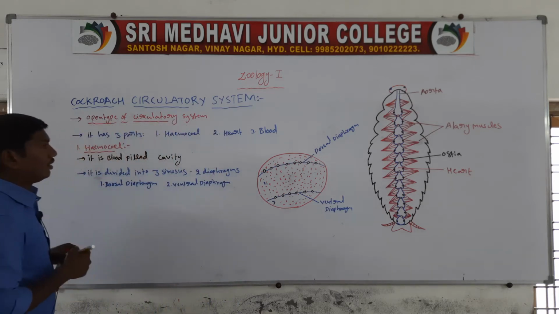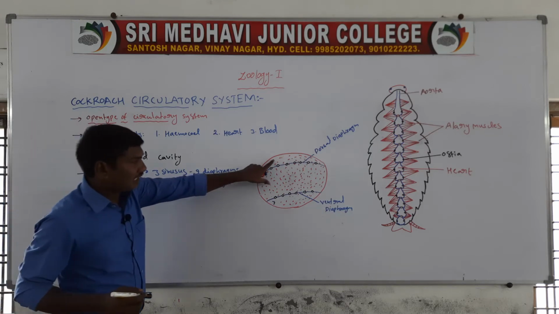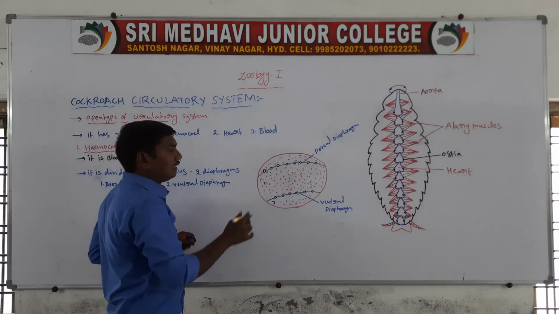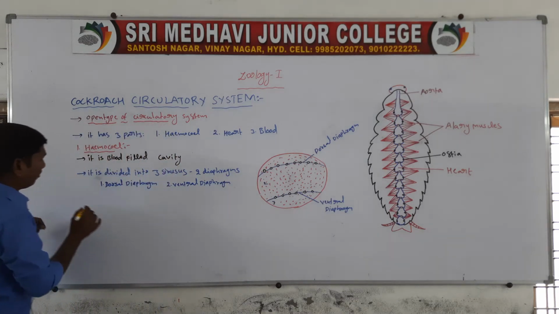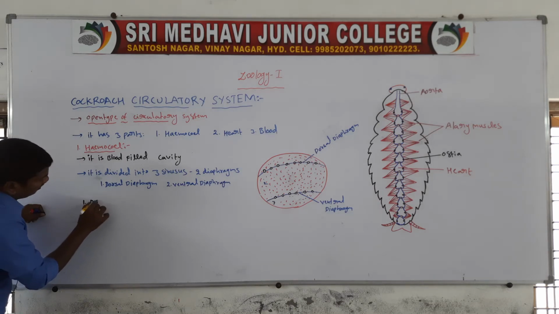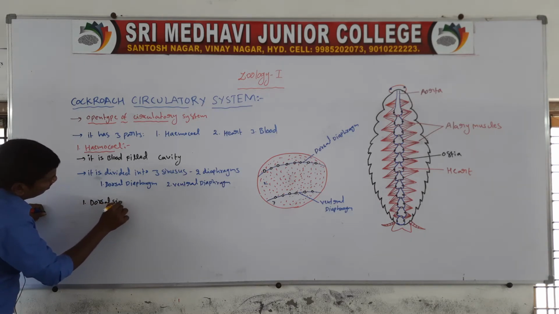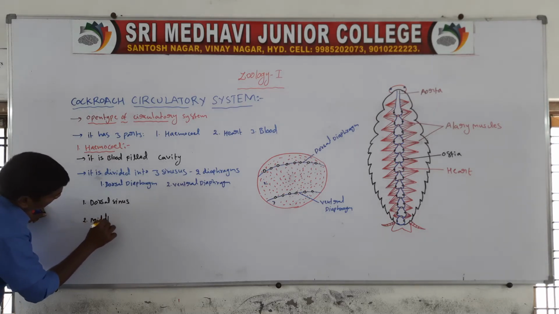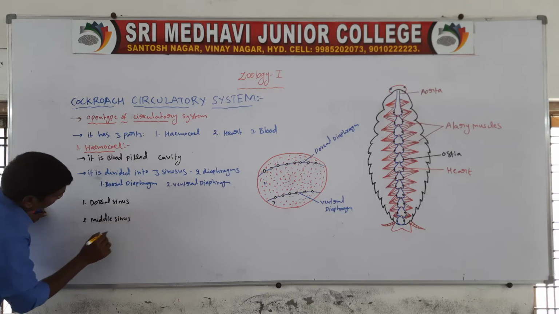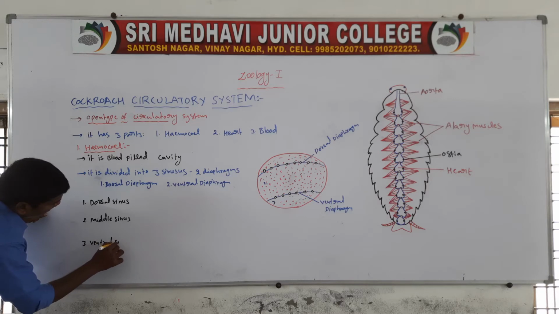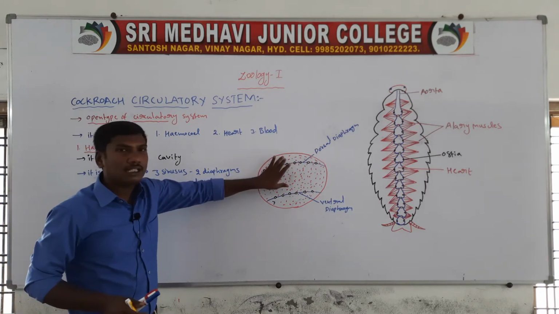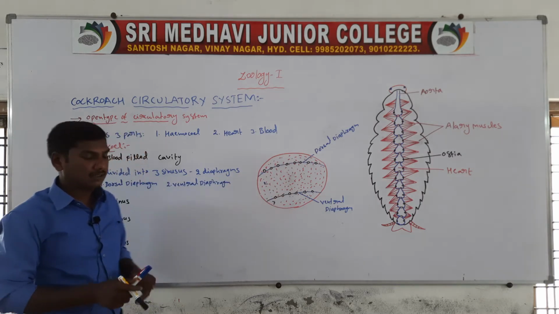Next, the sinuses. The hemocoel is divided into three sinuses. First one, the dorsal sinus. Second one, the middle sinus. Third one, the ventral sinus.